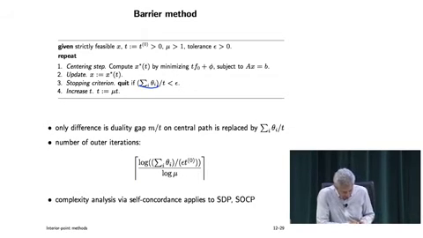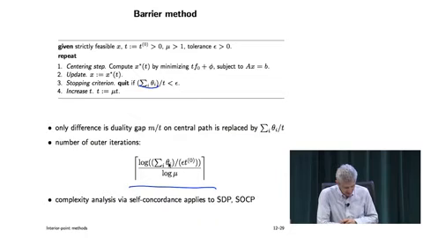And the number of outer iterations is the same, except that instead of m, you have, of course, the sum over i of theta_i. And actually, all the complexity analysis holds immediately. It all just works. It's all exactly the same, right? So you have polynomial time complexity for solving SDPs and things like that. Okay.